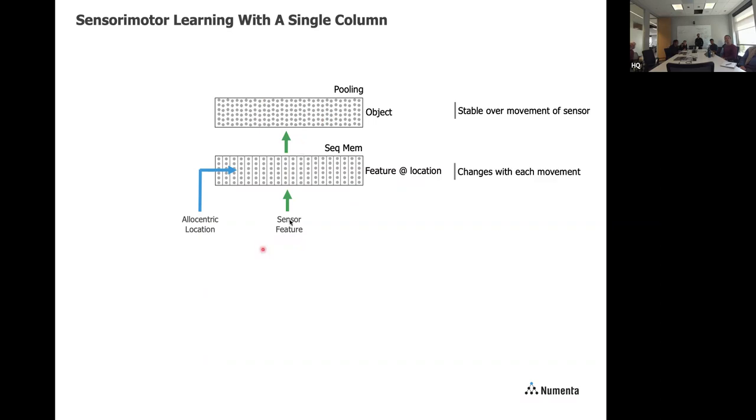What happens there is that at the lower level, as you move and sense new things, you're getting completely separate SDRs being activated, so it's changing with every movement. Whereas at the top, you're pooling across all of the features across an object, and you get an SDR that's stable over the movement of the sensor as long as you're sensing the same object. So if I stick my hand in the black box and I'm sensing a coffee cup, the object layer is going to have a single SDR that represents that coffee cup. It's going to be stable, whereas the bottom layer is going to change as I move my finger around. I don't know if that was clear to anyone.